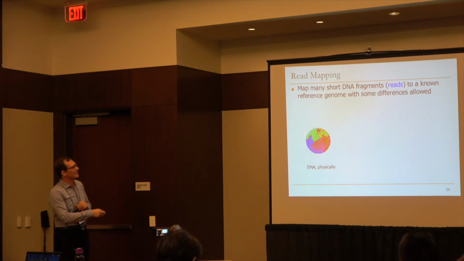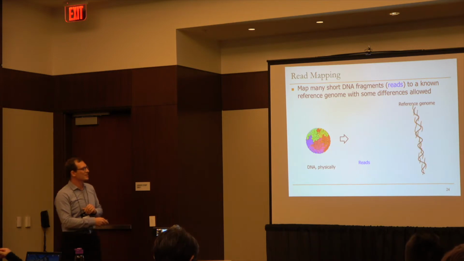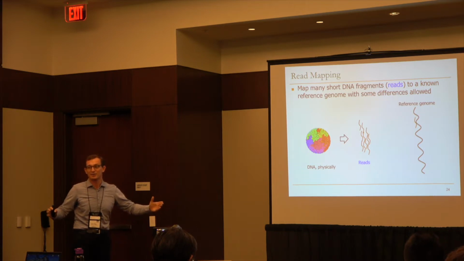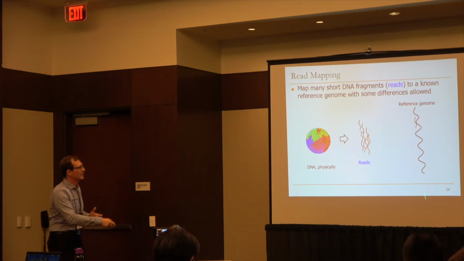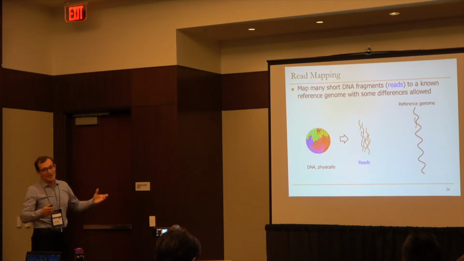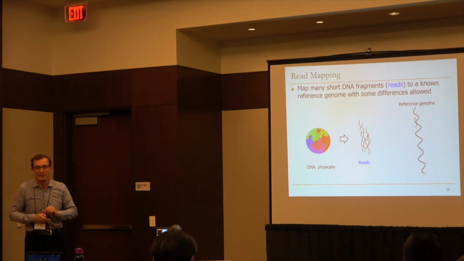Pictorially, we have this physical DNA. We chop it into reads, and then we want to figure out where those reads map to in the reference genome. It's not this nice because the small piece actually maps to many, many locations, because it's small, 300 base pair long, and a human DNA is about 3.2 billion base pair long. So you want to actually find out all of the possible locations and then prune them somehow.